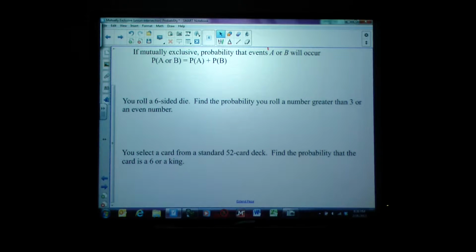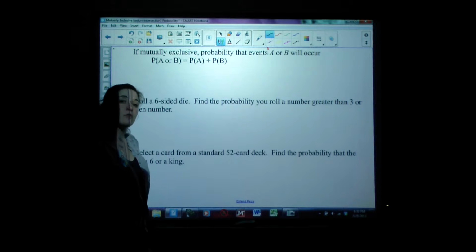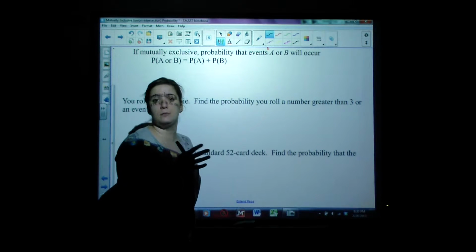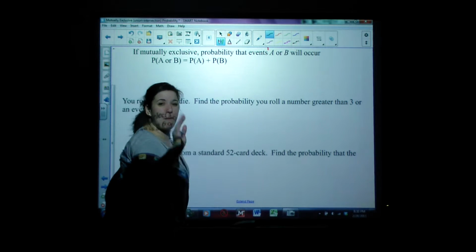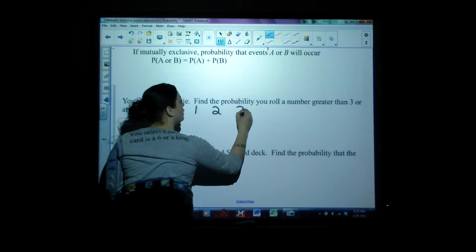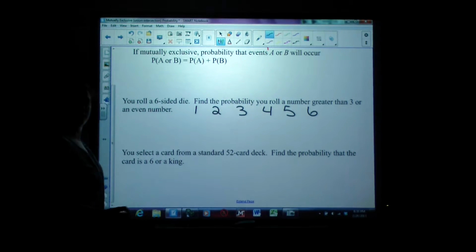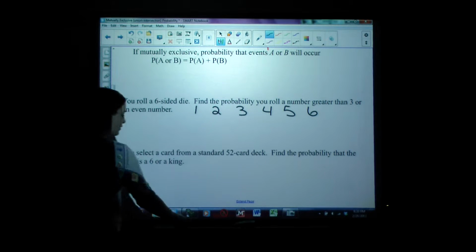If you roll a 6-sided die, number cube, however you want to think about it, it says find the probability that you will roll a number greater than 3 or an even number. Okay, let's look at the sample space. If I roll a 6-sided number cube, my possible outcomes are the numbers 1, 2, 3, 4, 5, and 6.